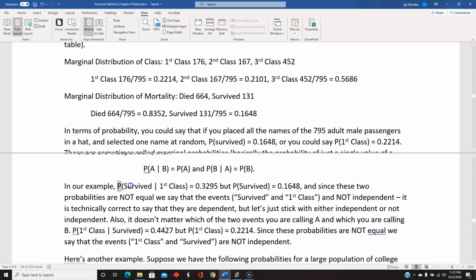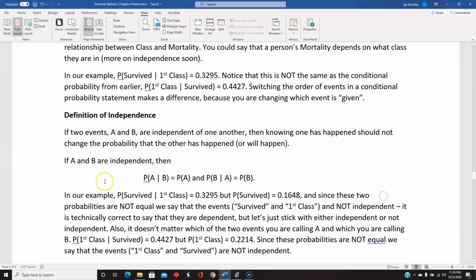So whether we check these two to see if they're equal, or whether we check these two to see if they're equal, even though we're checking different numbers, we're checking the correct probability statements, and we're getting the same conclusion either way of not independent. Moving on to the topic of joint probability.